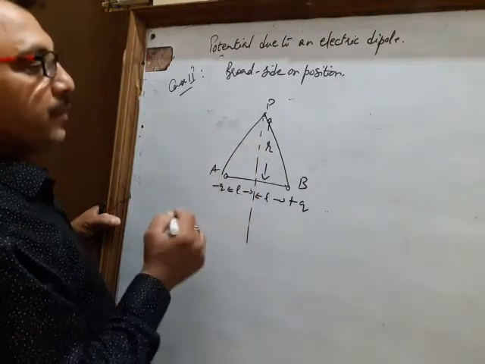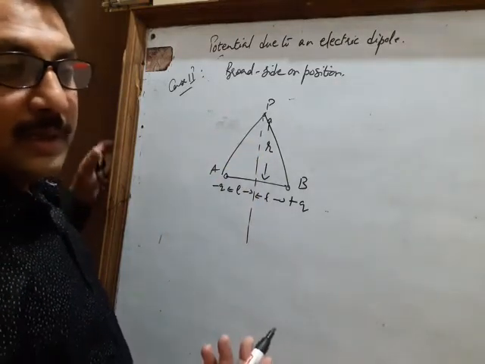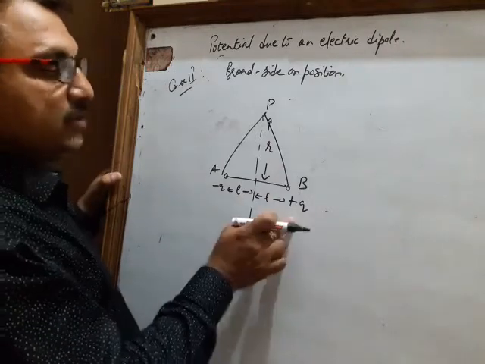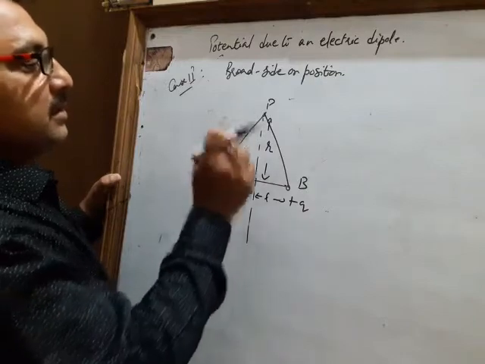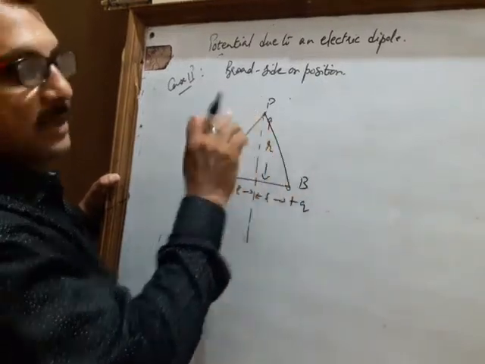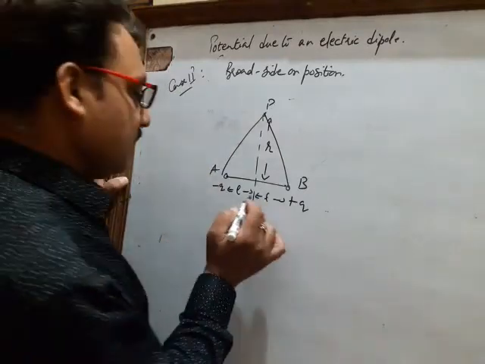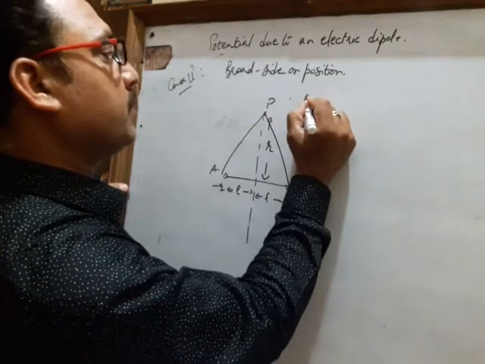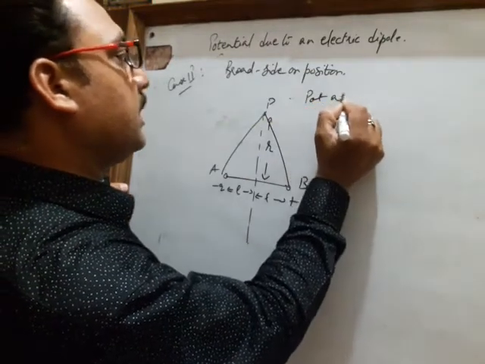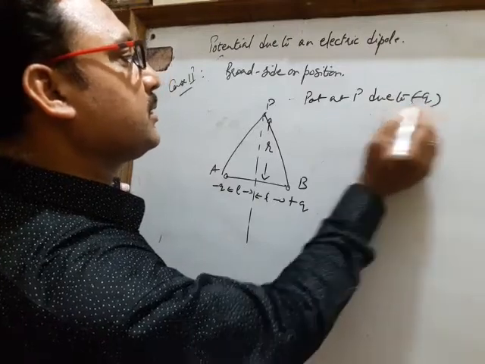So once again, because potential is a scalar quantity, net potential will be the algebraic sum of the individual potentials. Means you find the potential due to this charge, find the potential due to this charge, add both the potentials, you will get the resultant potential. So what should I write now? Potential at P due to minus q charge.